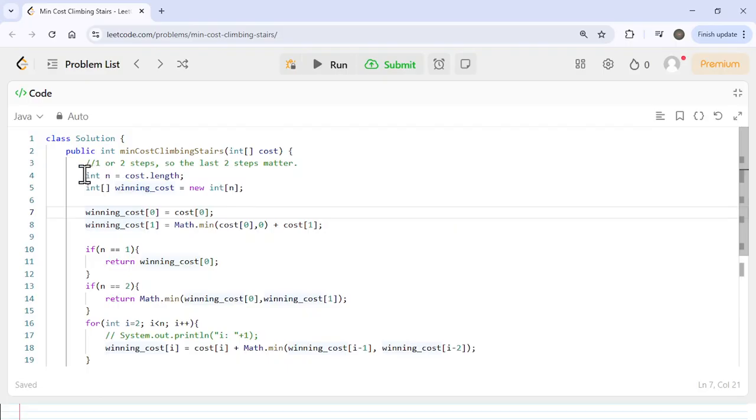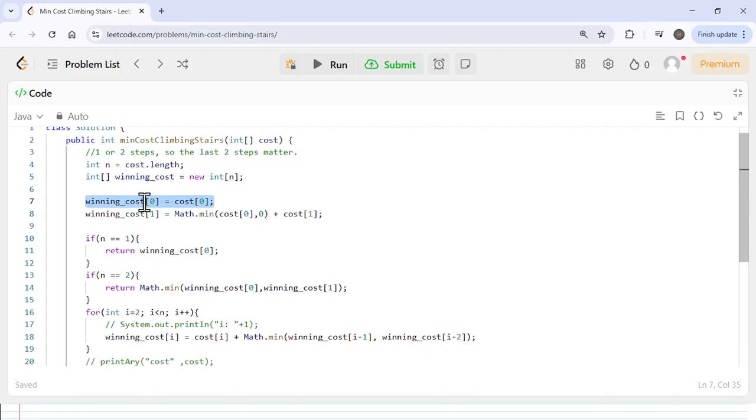I'm just going to explain my variables. N is the length of the list stairs that you have to pay for, but remember there is a ground floor and the top floor that are free to stand on. And then this is my array. It's called winning cost. Again, it could have been two integers, but I'm using it as an array for our example. And so we are going to set the base case. Winning cost 0 is the cost of 0.